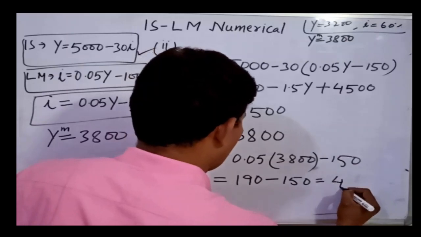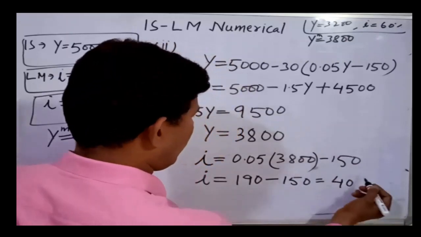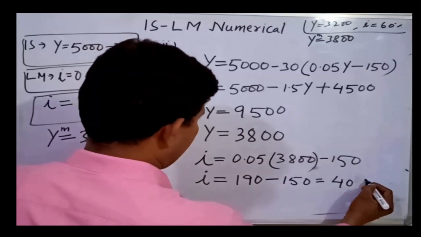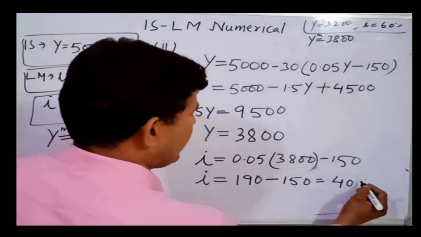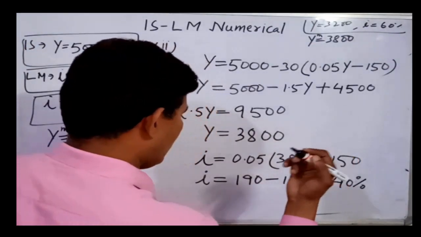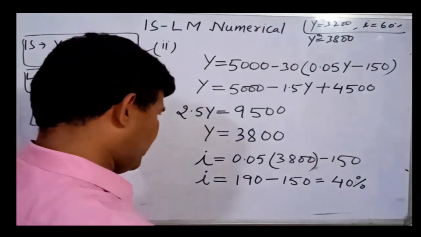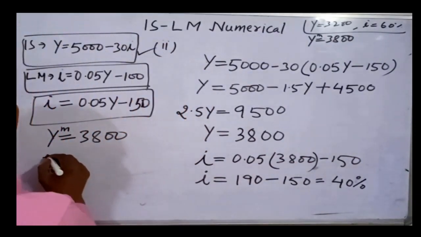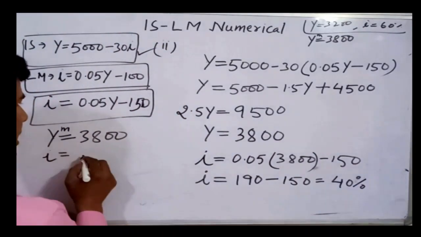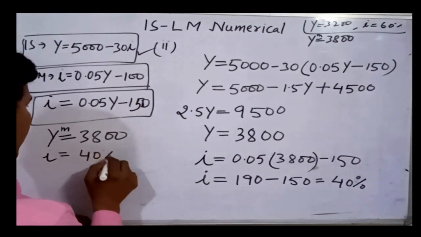Minus 150, how much do you get? You get 40, right? So what is the rate of interest? Since we are presenting interest rate as a percentage, we write here 40%. i is equal to 40%, right? So the interest rate I get is 40%.